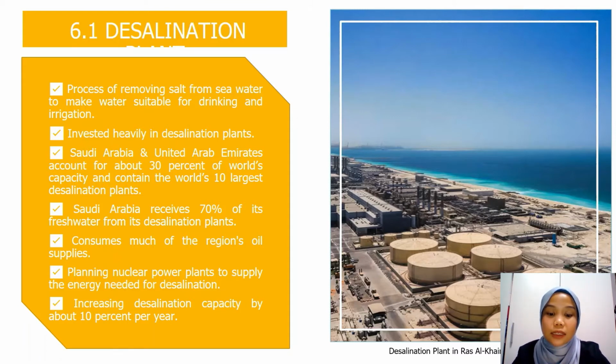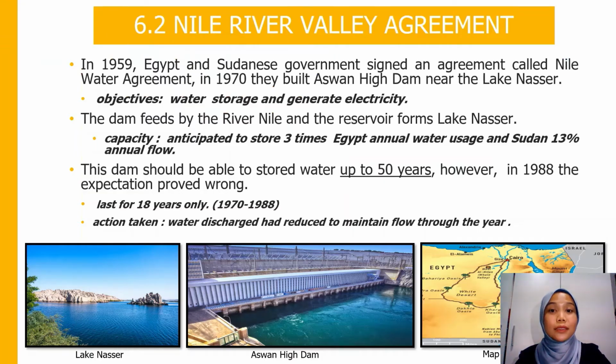Next is the Nile Water Agreement. 6.2, Nile River Valley Agreement. In 1959, the Egyptian and Sudanese governments signed an agreement called the Nile Water Agreement. In 1970, they built the Aswan High Dam near Lake Nasser to store sufficient water and generate electricity.